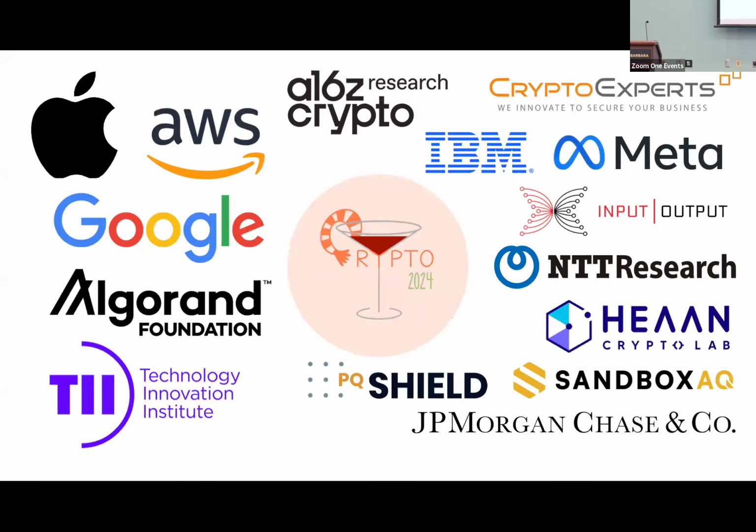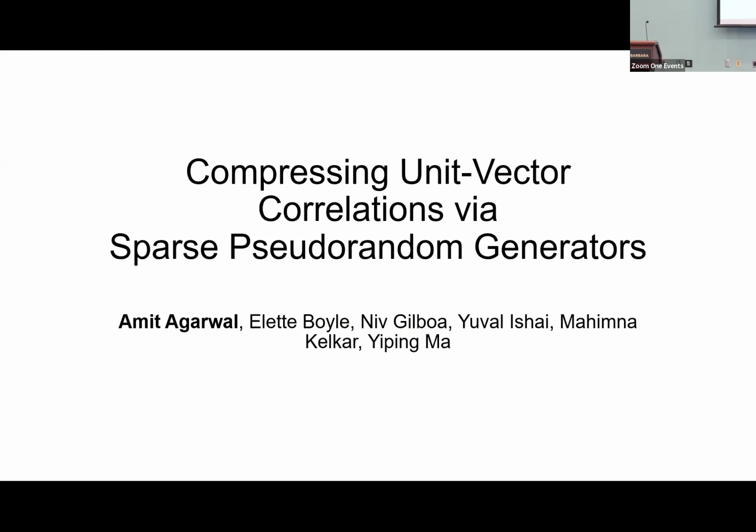Okay, and the last talk of the session is on compressing unit vector correlations via sparse pseudorandom generators by Amit Agarwal, Elette Boyle, Niv Gilboa, Yuval Ishai, Mahimna Kelkar, and Yiping Ma. And Amit is giving the talk. Go ahead.